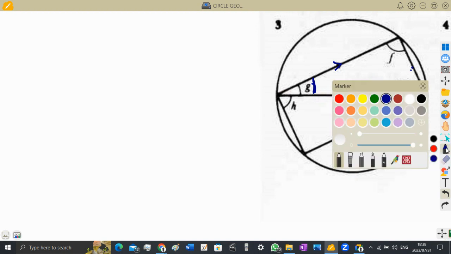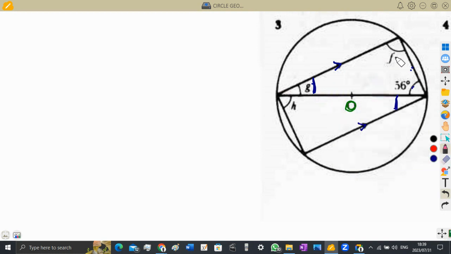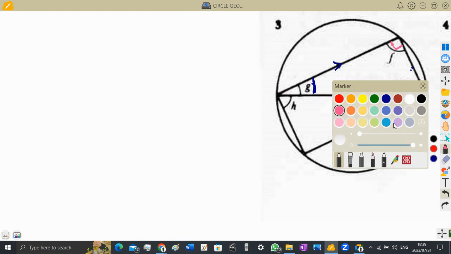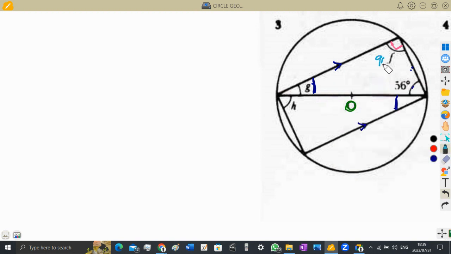Okay, let us check about F. What is happening with F? We can simply find F, this one. We do not have to calculate it. What does the theorem state about the diameter? A diameter subtends an angle of 90 degrees. So here, we have got 90 degrees at F.